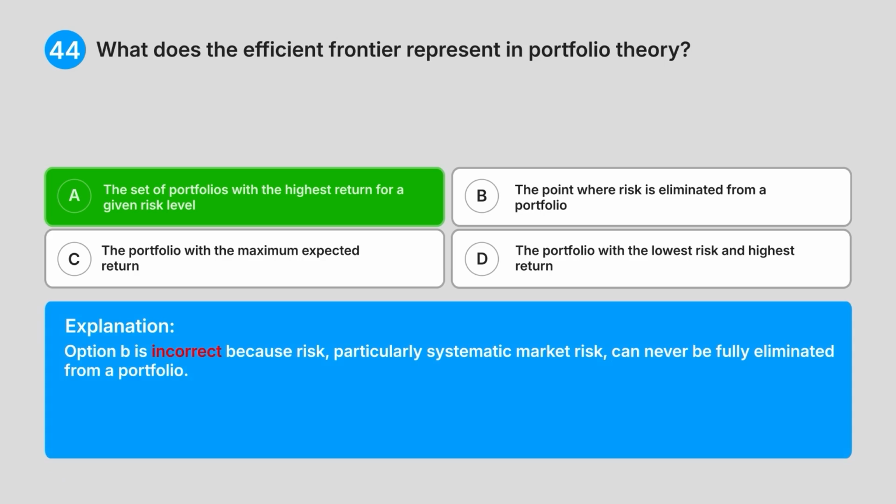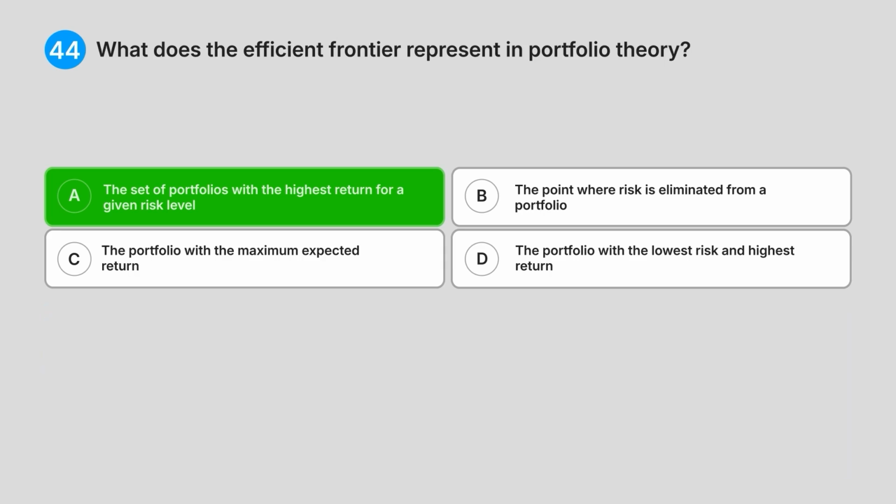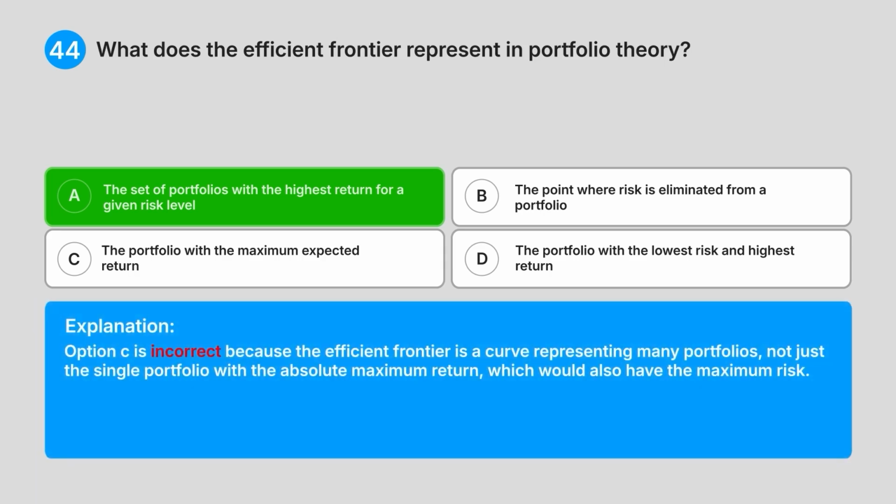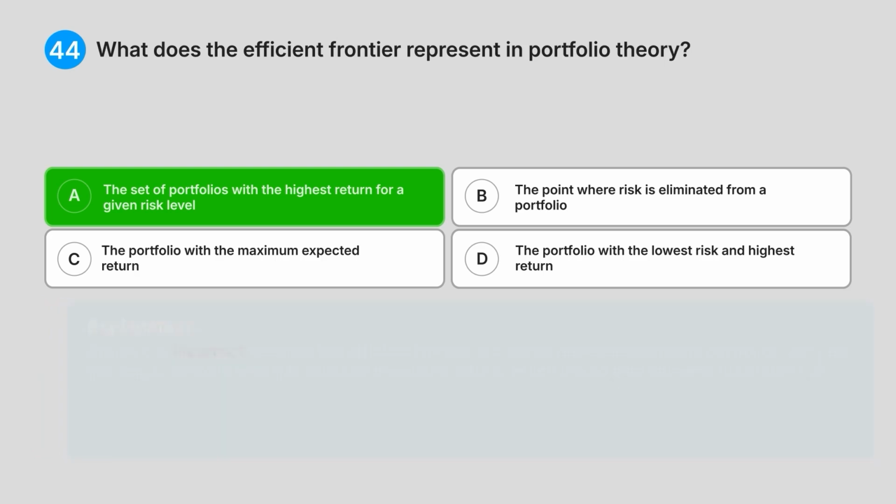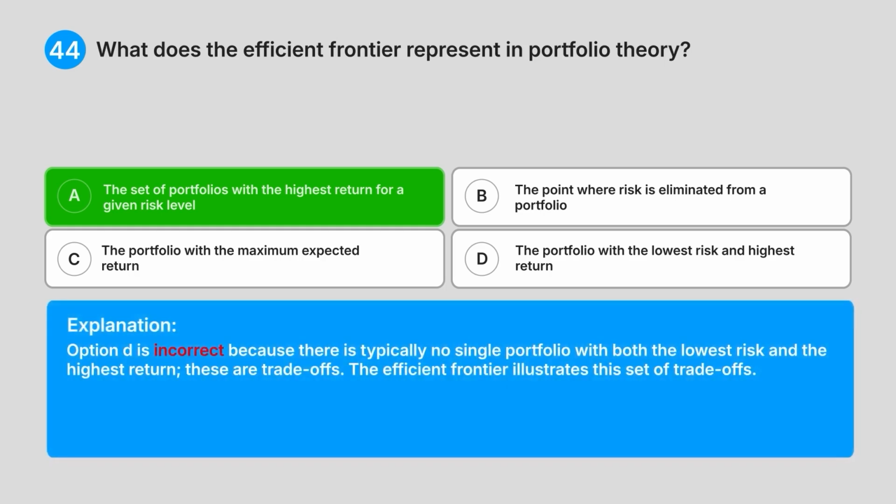Option B is incorrect because risk, particularly systematic market risk, can never be fully eliminated from a portfolio. Option C is incorrect because the efficient frontier is a curve representing many portfolios, not just the single portfolio with the absolute maximum return, which would also have the maximum risk. Option D is incorrect because there is typically no single portfolio with both the lowest risk and the highest return. These are trade-offs. The efficient frontier illustrates this set of trade-offs.